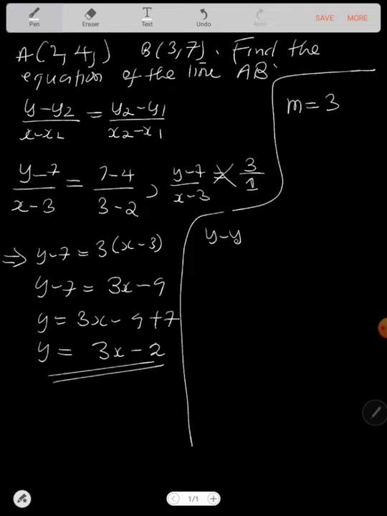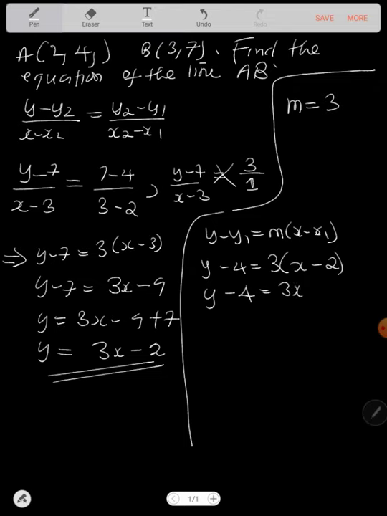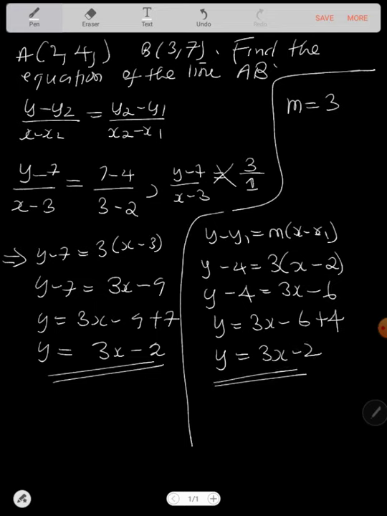We're saying y minus y1 is equal to m times x minus x1. Y1 is 4, which is equal to, gradient is 3, x1 is 2. Let's see if it will give us the same. This is y minus 4, which is equal to 3 times x, we get 3x. 3 times negative 2, we get negative 6. Y is equal to 3x minus 6 plus 4. So y is equal to 3x minus 2. So anything that you use, it will give you the same answer.